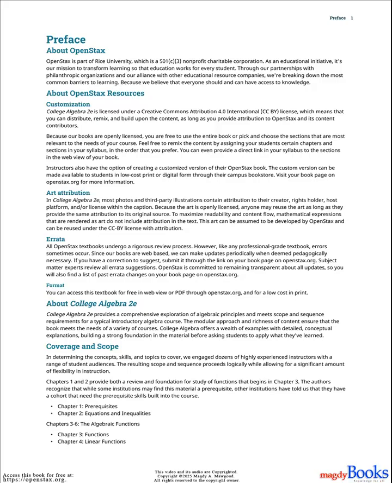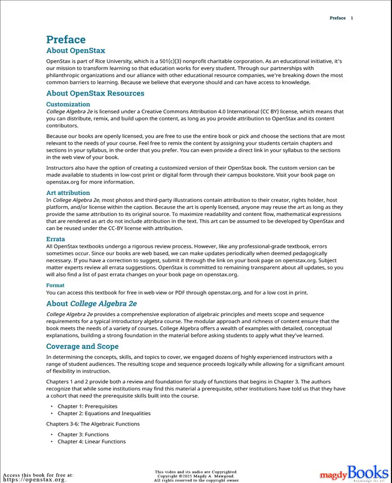Errata. All OpenStax textbooks undergo a rigorous review process. However, like any professional-grade textbook, errors sometimes occur. Since our books are web-based, we can make updates periodically when deemed pedagogically necessary. If you have a correction to suggest, submit it through the link on your book page on openstax.org. Subject matter experts review all errata suggestions. OpenStax is committed to remaining transparent about all updates, so you will also find a list of past errata changes on your book page on openstax.org.